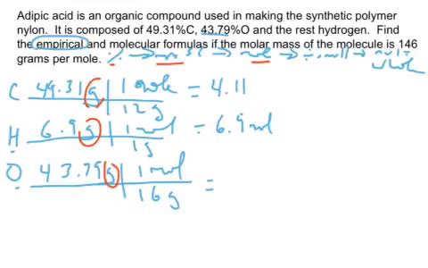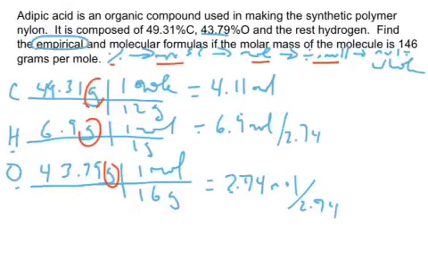And remember, that's all mole. And then 43.79 divided by 16 is 2.74. And again, folks, this is all mole, mole, mole. And then our next thing in our rhyme, it says divide by small. So you take the smallest number, that's going to be 2.74. 2.74, 2.74, and out pop some numbers, okay?